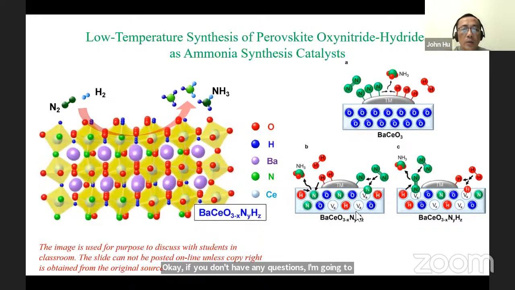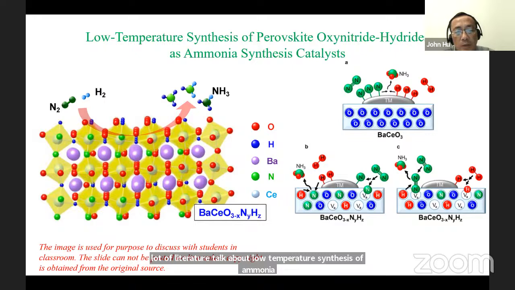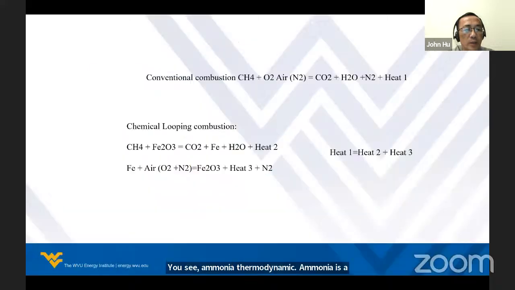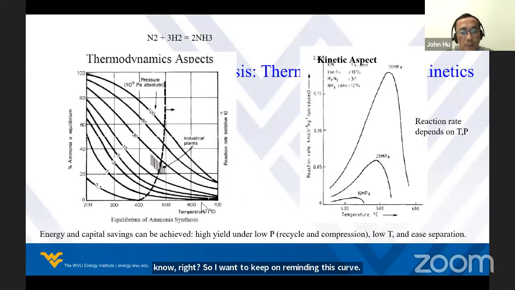Okay. All right. So keep in mind, this is another way to make the ammonia. A lot of literature talks about low temperature synthesis of ammonia. You see the thermodynamic curve. You see ammonia thermodynamics, ammonia is favored, is that right? So I want to keep on reminding this curve. You basically see this curve, low temperature is favored. You have higher ammonia concentration. But at a low temperature, kinetics is slow, all right? So you need a super active material, either catalyst or material to activate nitrogen in order to operate at low temperature. Otherwise, it's very difficult.